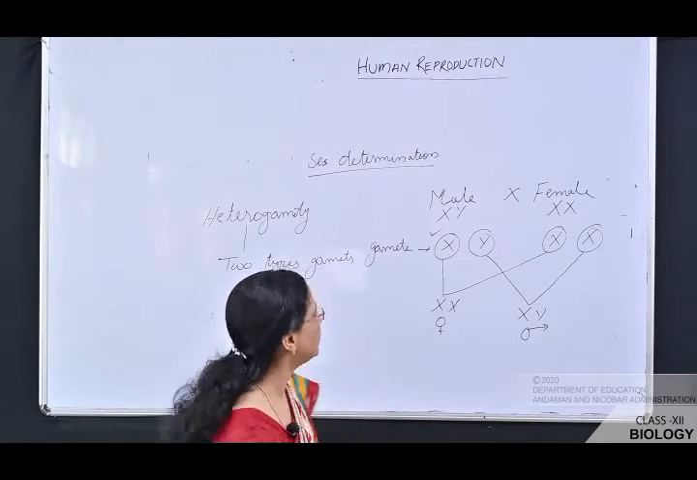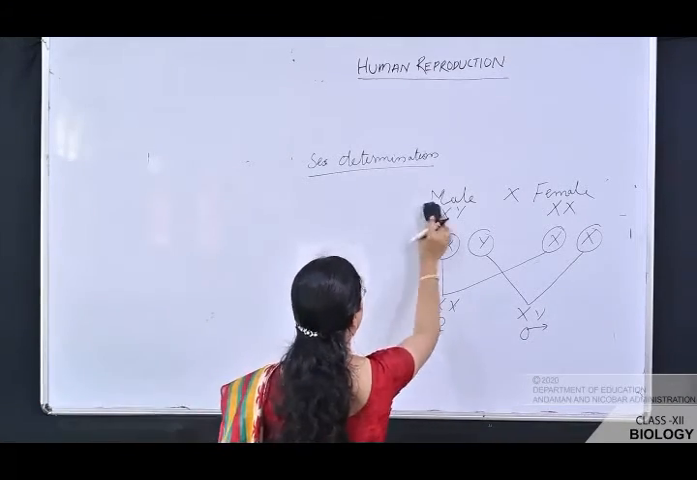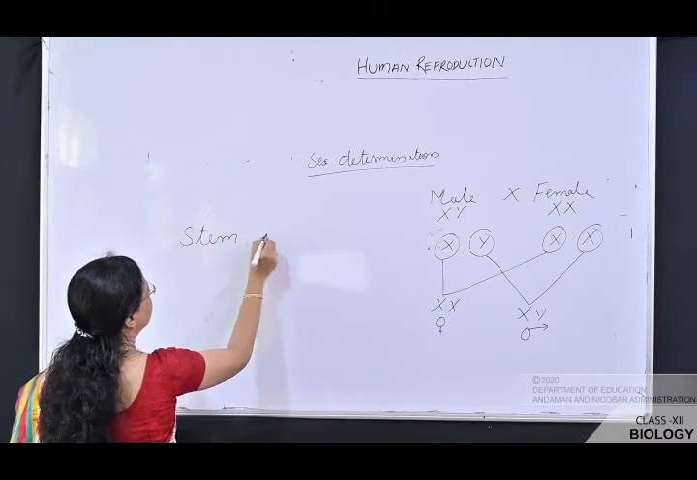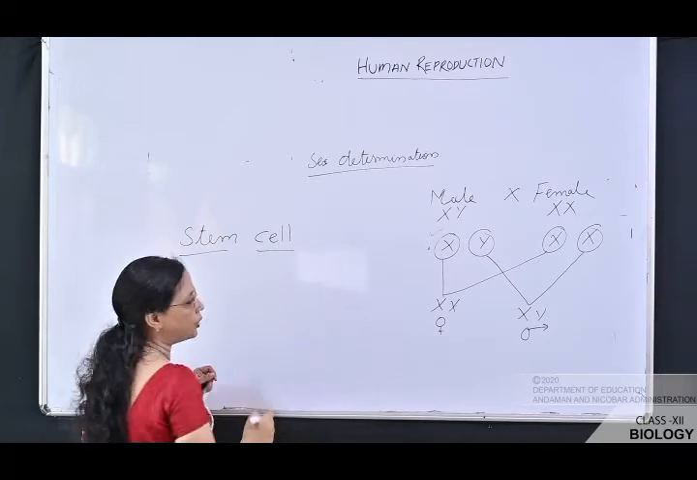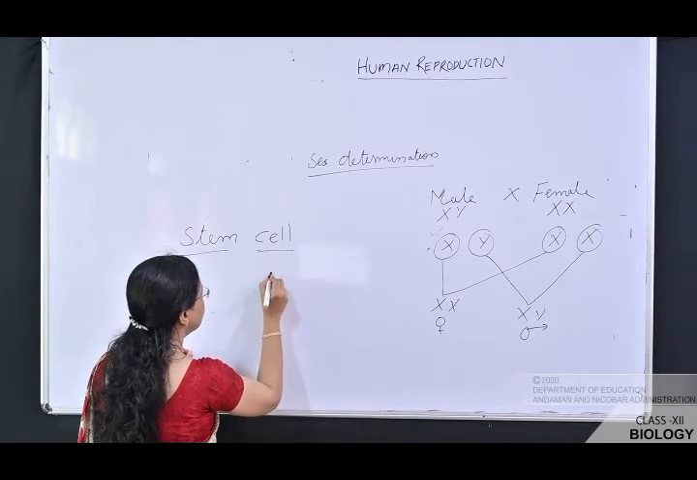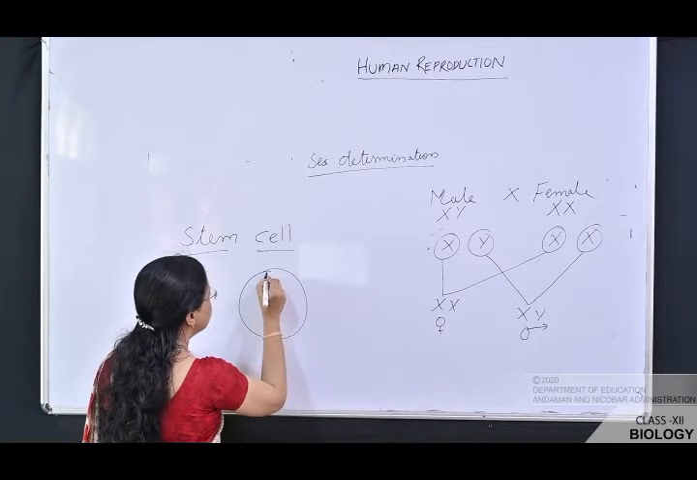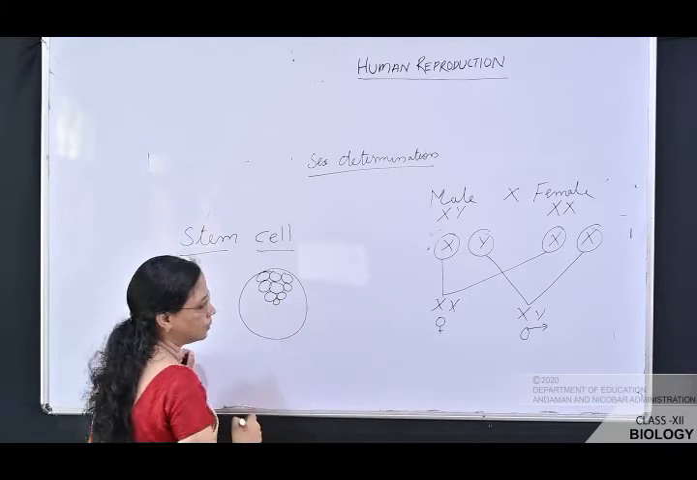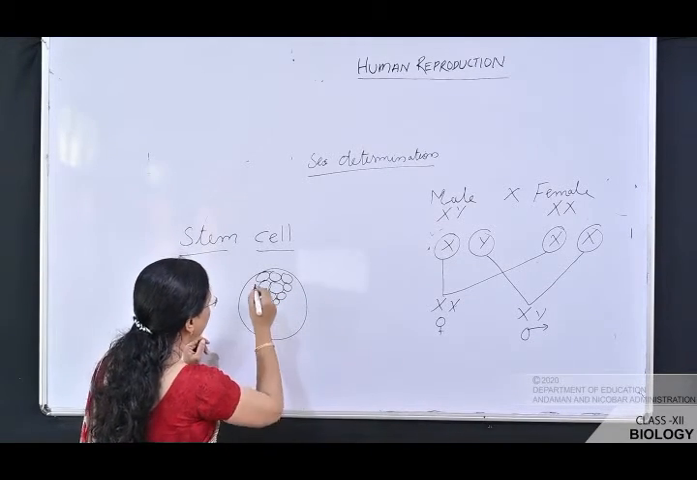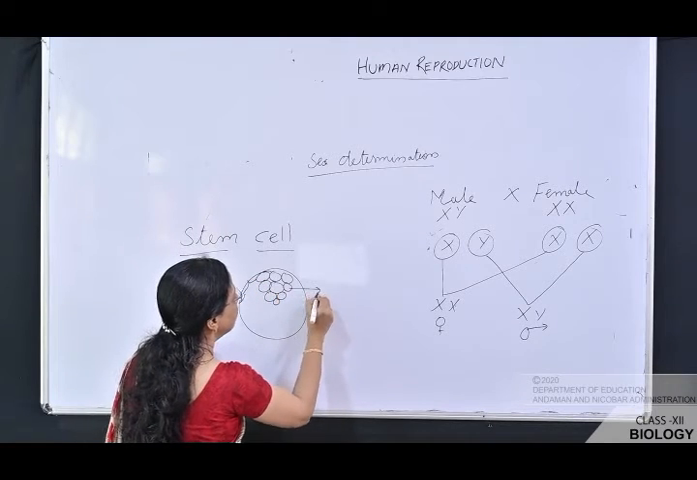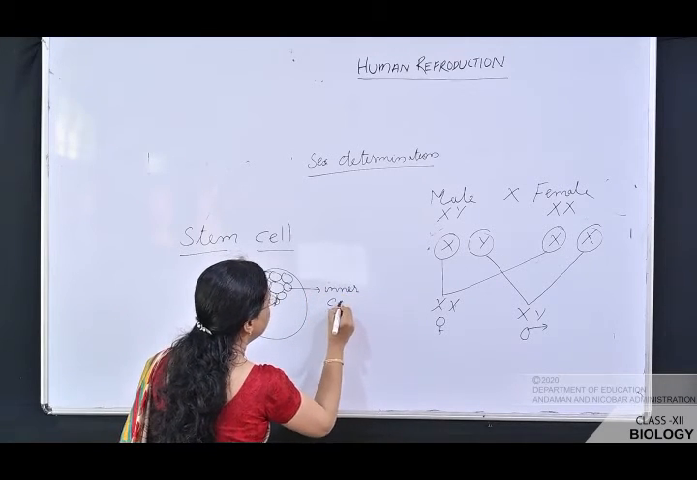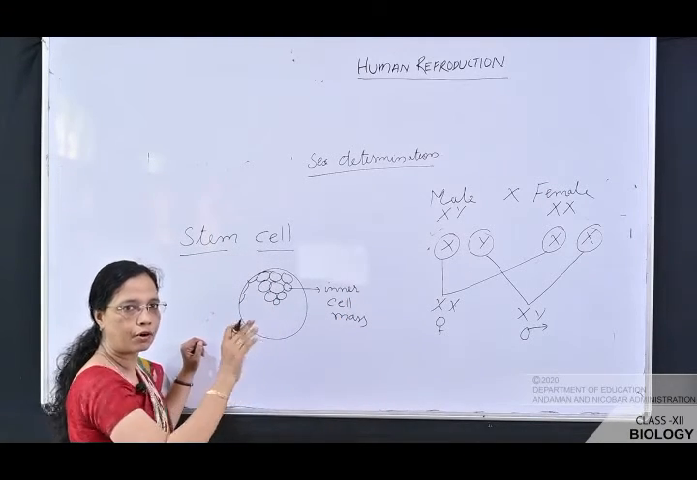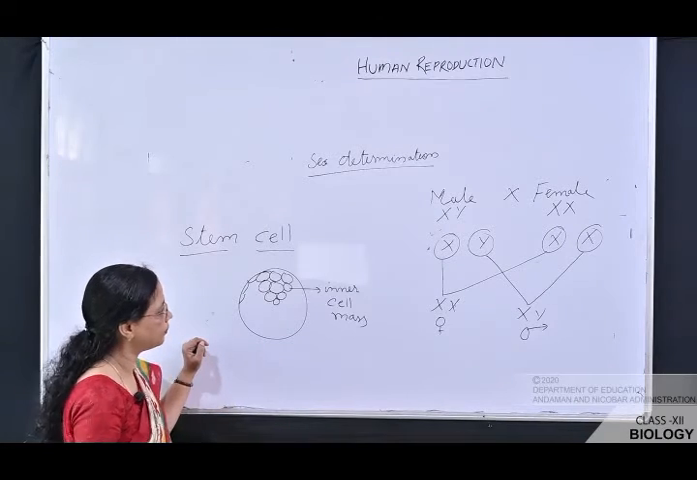There is one more term in your textbook, that is stem cell. What is a stem cell? In order to understand, let me take you back to the blastocyst stage. This is the inner cell mass. I'm not going to draw the trophoblast. This inner cell mass undergoes differentiation to form the 3 germ layers. That is what we have studied.